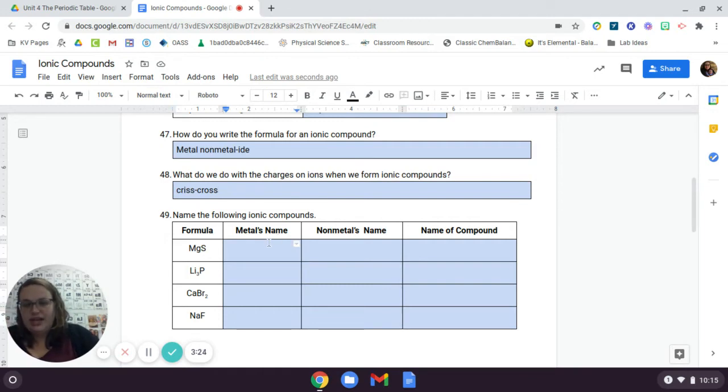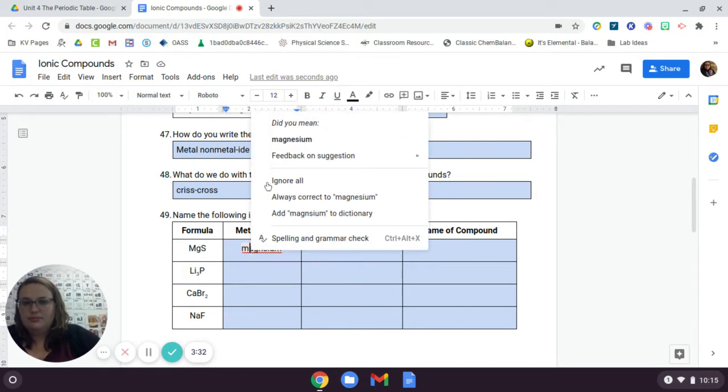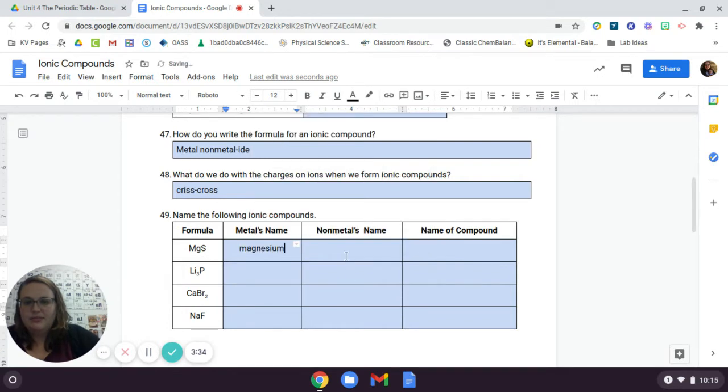So we have MgS. Mg is magnesium. S is sulfur. Spelling is killing me here. So the name of this compound is going to be magnesium sulfide.